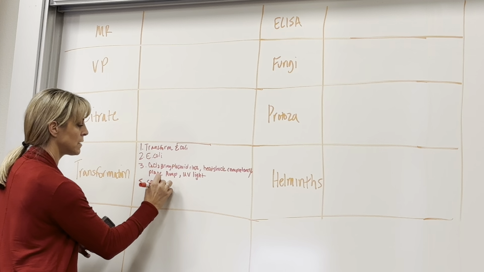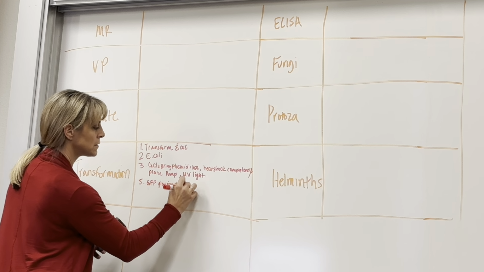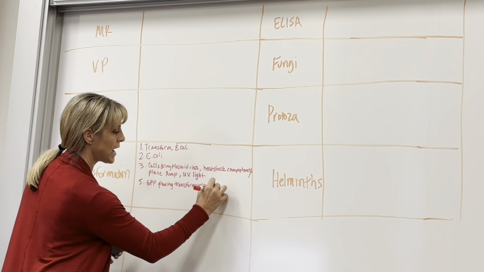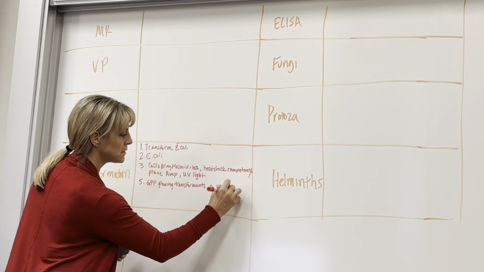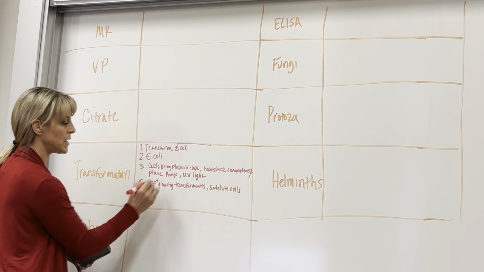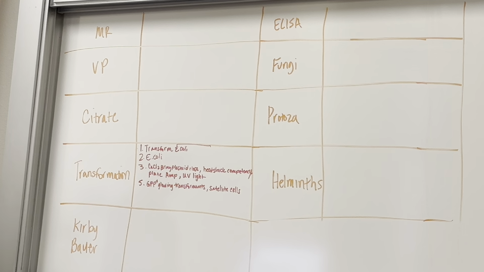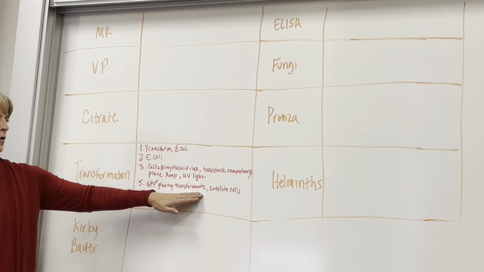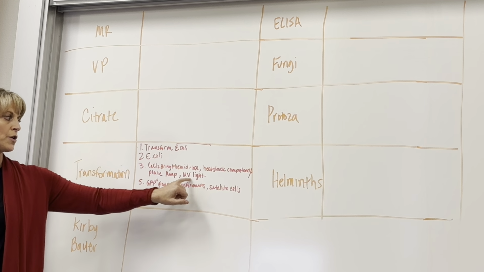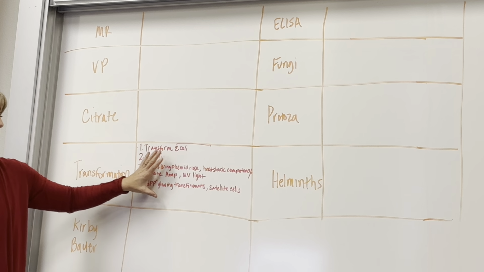GFP glowing transformants and satellite cells. What's GFP? Let's talk about what GFP is. GFP is green fluorescent protein. So we had GFP glowing transformants and we had satellite cells at the end that we looked at under the UV light. So let's talk about what a plasmid is really quickly.